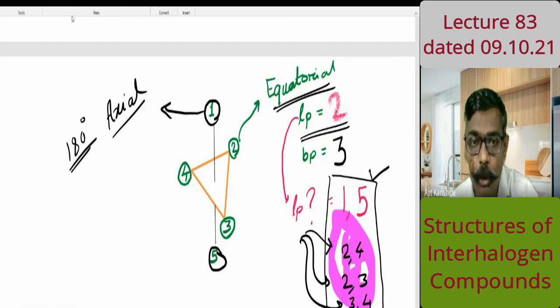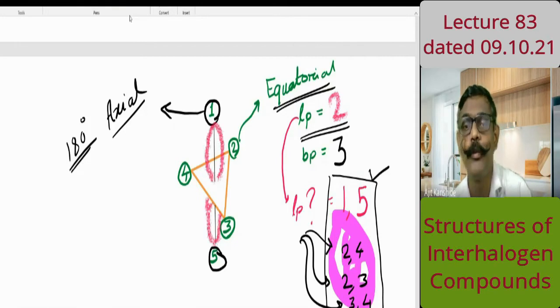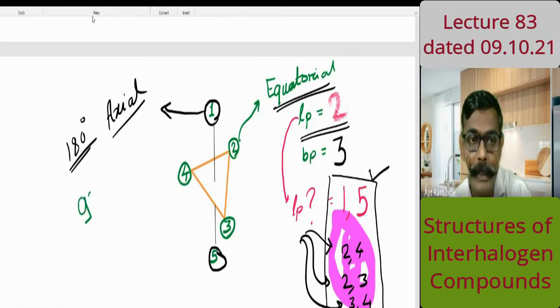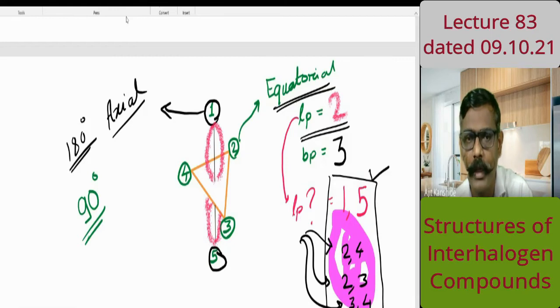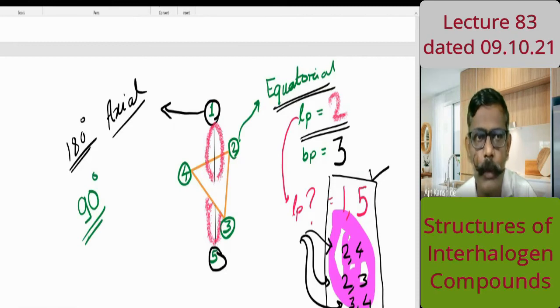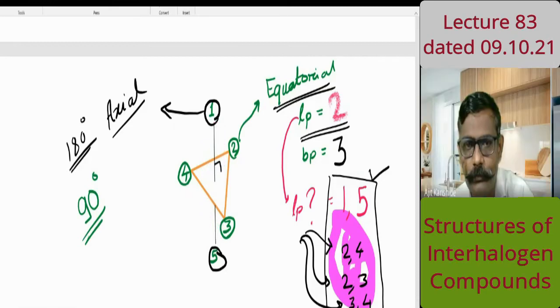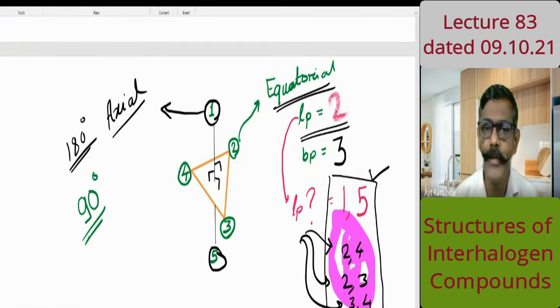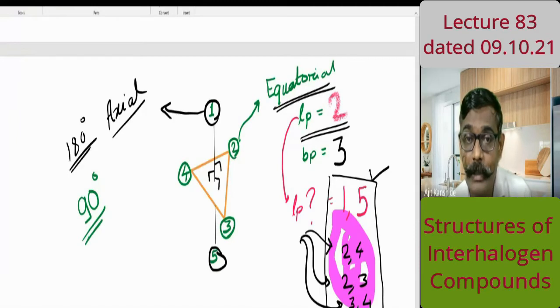But one more logic is there: you have to think about how many 90-degree repulsions are there for that lone pair. How many bonds are separated by 90 degrees from this lone pair? Consider any lone pair. This lone pair makes how much angle to position number 2? 90 degrees. Here all the angles are 90 degrees.